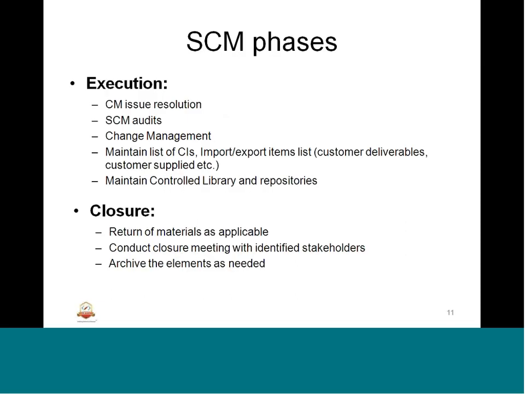The next two SCM phases are execution and closure. In execution, what we do is resolve any configuration management issue. SCM audits are also part of the SCM execution. Change management is also in execution. Maintain the list of CIs, import and export item lists, like customer deliverables, customer supplied materials, and returnables after the project is over. All this will be part of the execution, as an activity during the SCM. And of course, maintain the control library and repositories. The repositories have to be regularly backed up or archived. That is what maintenance means: backup, archive, and deletion.